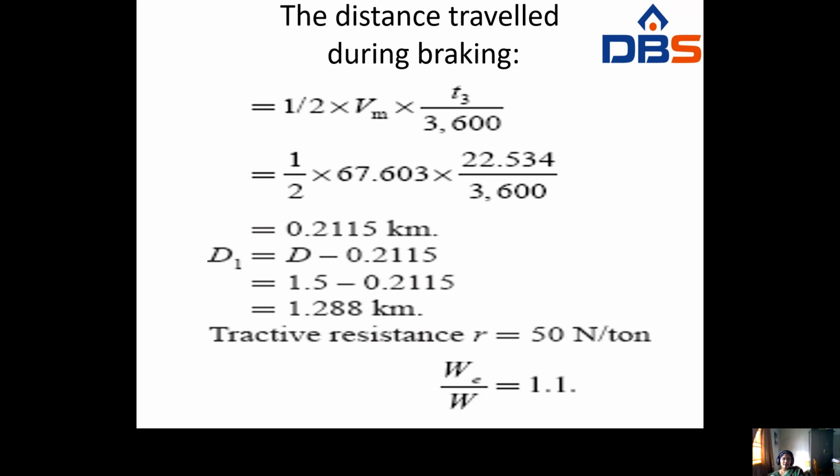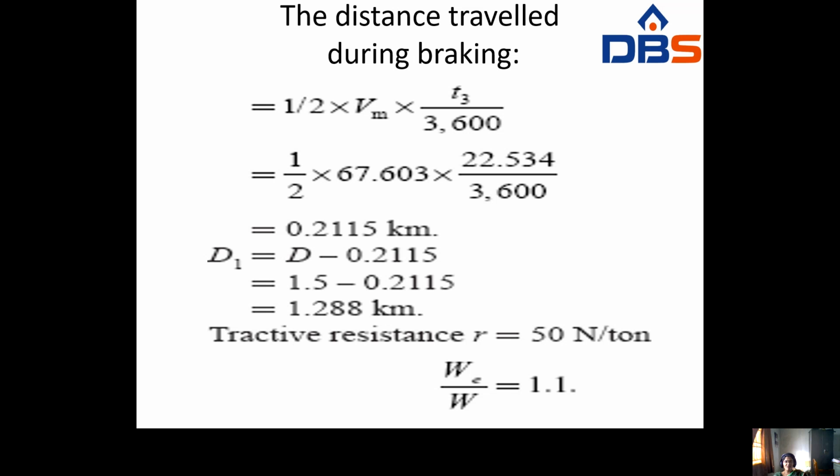So for the distance traveled during the acceleration, it is the total distance minus the distance traveled during braking. The total distance value is given as 1.5. So 1.5 minus the distance traveled during the braking period, 0.2115. So the distance traveled will be 1.288 kilometers.